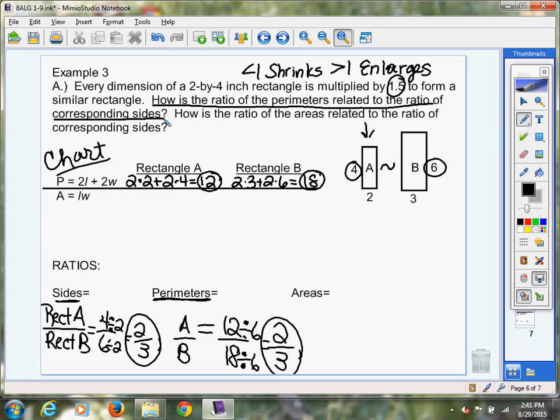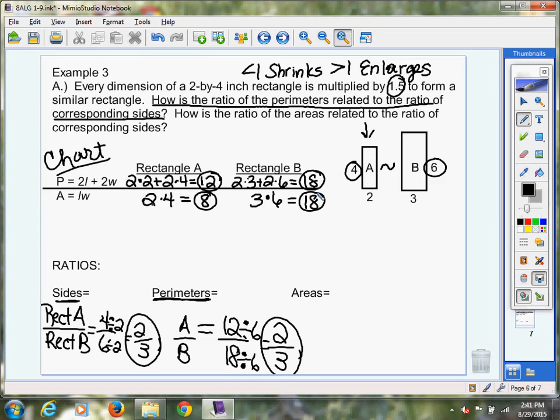Okay, let's do area, length times width. So this is real simple. 2 times 4 is 8, so circle that. 3 times 6 is 18, circle that. So we have 8/18.